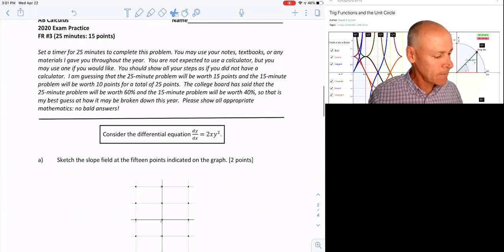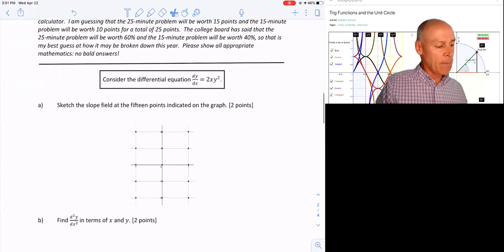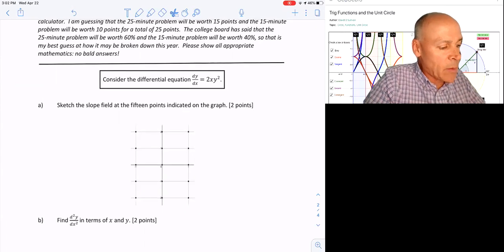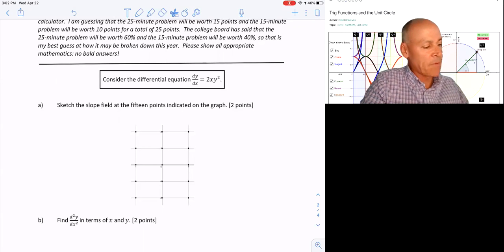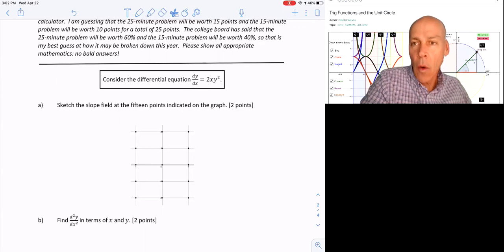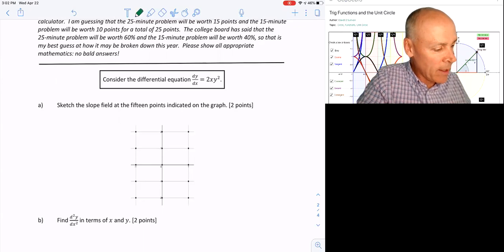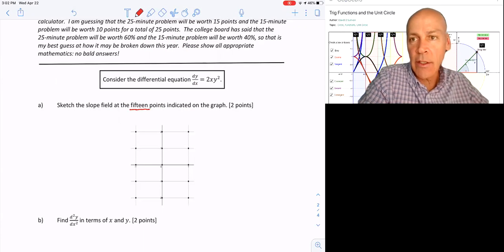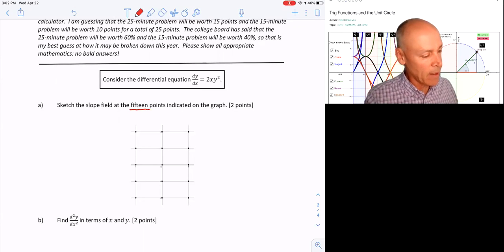Diving in. Okay, it's a differential equation problem. The differential equation is dy/dx equals 2xy squared. The first thing we're asked to do is sketch the slope field at the 15 points indicated on the graph. Holy buckets, 15 points. That seems like a lot. Usually we sketch 8 points or something like that. But before we get our knickers in a knot, let's check it out.